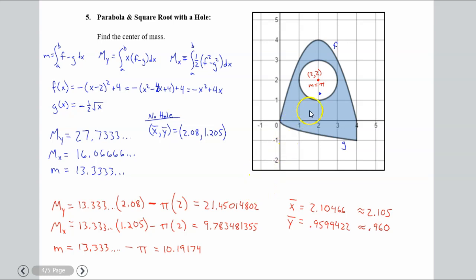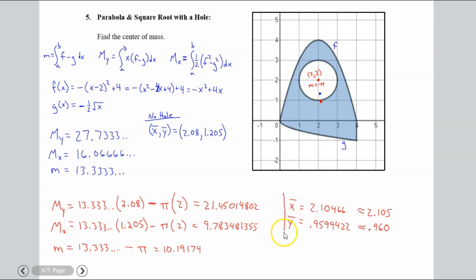So that's going to be 2.1, so right around in here, and just a little bit more to the right. It's not a big difference from what we had before for the X, but the Y is now below 1, about 0.96, so like right down in here. So this area right here would be about where we have our center of mass for that new shape.